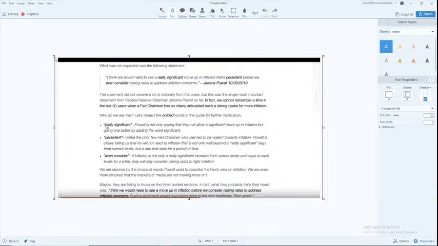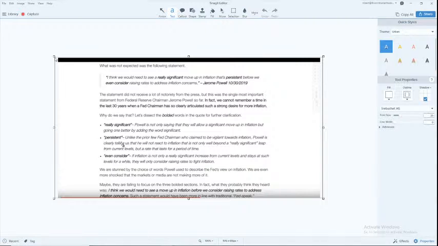Unlike the prior few Fed chairmen who claimed to be vigilant towards inflation, Powell is clearly telling us that he will not react to inflation that is not only well beyond a really significant leap from current levels, but a rate that lasts for a period. So it's got to be really significant, and it has to be lasting for a good amount of time, meaning he's going to let inflation gain a foothold. And once you let that genie out of the bottle, it's very, very difficult to put the genie back in the bottle because it has all the magic, it has all the tricks to deceive you and to allow its power to grow ever stronger. And good luck getting that genie back in the bottle.